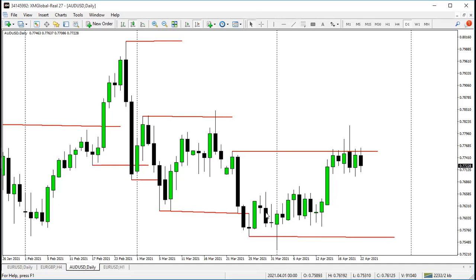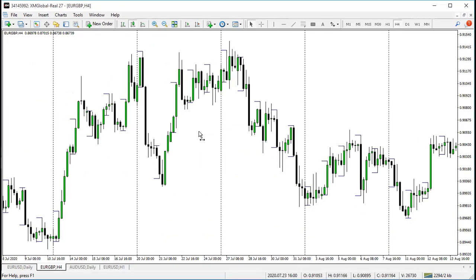And now we've been inside this range. This is where we've been. The range in discount, range in premium. And they're failing to break the highs and the lows. This is where we are right now. All right. Another example is this one.